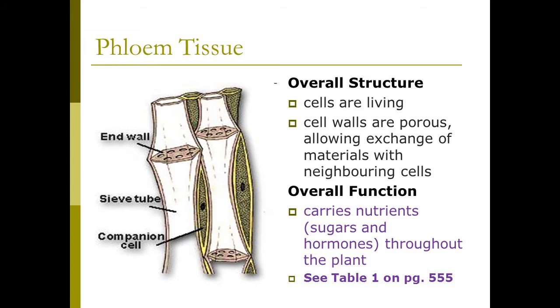Okay, it's a complex permanent tissue running almost parallel to the xylem tissue. Okay, phloem is made up of four types of cells. You can observe in phloem: sieve tubes, companion cells, parenchyma, and fibers. Phloem fibers.